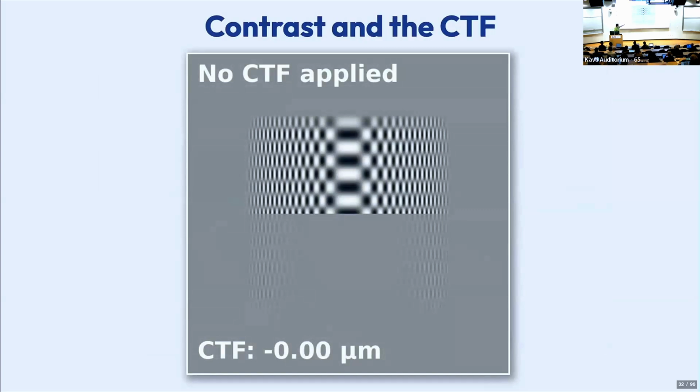This is a simulation where on the top half, I have not applied any CTF to this so-called sample. It's just a cross grating, basically. On the bottom half, I have applied the contrast transfer function, the CTF. That's the function that tells us what our final image will look like after it's been through the beam and the lens and everything. I'm going to play an animation where I increase the defocus, where I move further away from the focal plane.